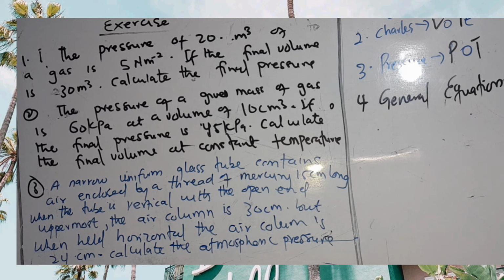And question 3 says that a narrow uniform glass tube contains air enclosed by a thread of mercury 15 centimeters long. When the tube is vertical with the open end uppermost, the air column is 30 centimeters. But when held horizontal, the air column is 24 centimeters. Calculate the atmospheric pressure. So try your hands on this question.